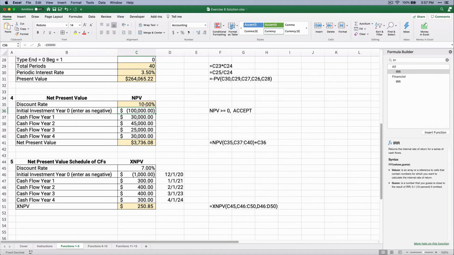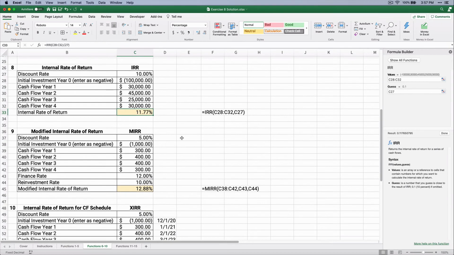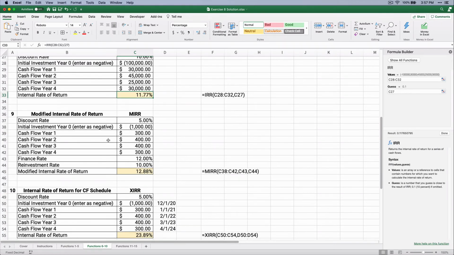We still would accept. At 10%, we have a positive net present value. Here, we want a 10% return, and we're getting an 11.77, almost 8% return. Now, number 9 is modified internal rate of return.